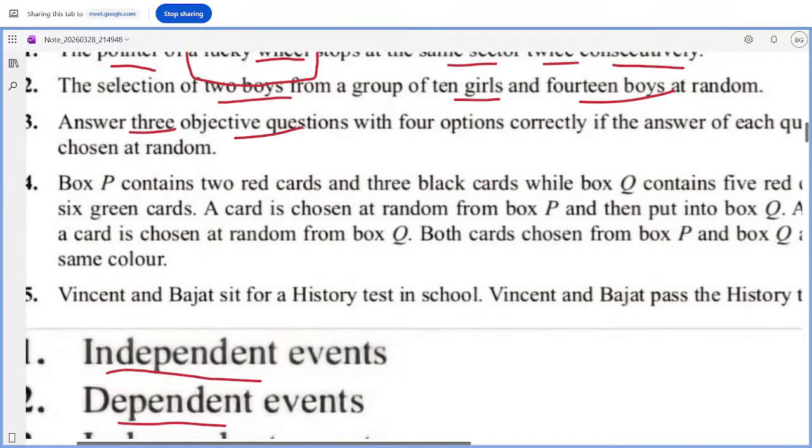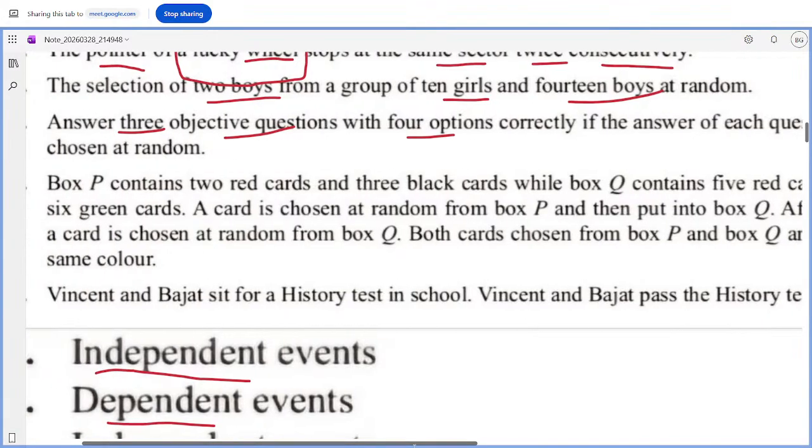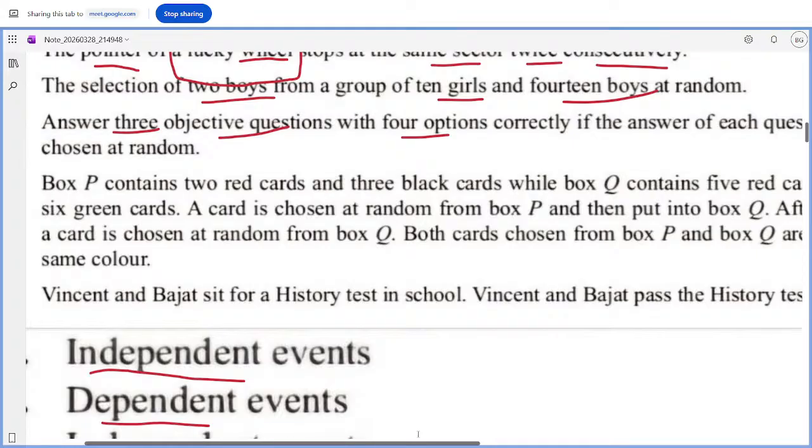Answer 3 objective questions with 4 options correctly if the answer of each question is chosen at random. So you guys think dependent or independent? You want to answer 3 objective questions with 4 options correctly. This one is quite relatable to you because you guys also got MCQ in maths. So you guys can think and see. Let's say you imagine you got 3 MCQ, you got A, B, C, D, and then they say the answer of each question is chosen at random.